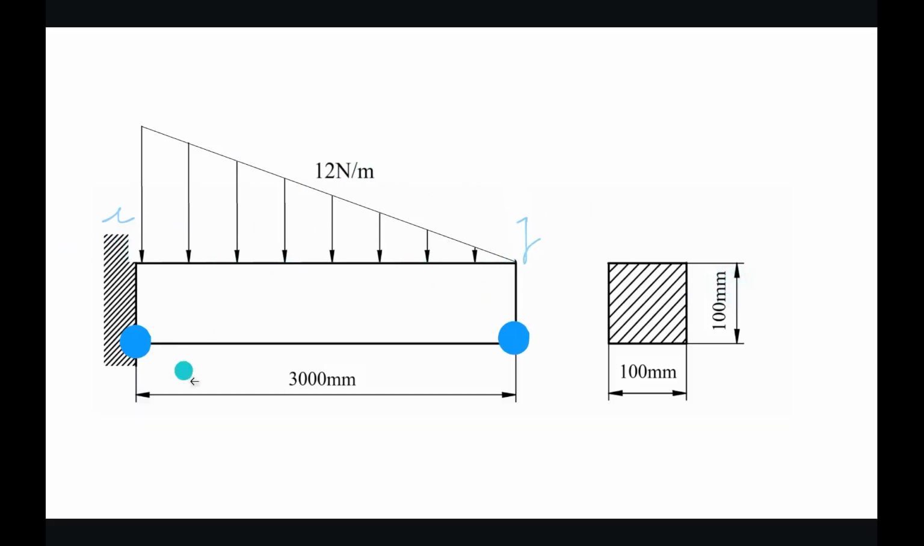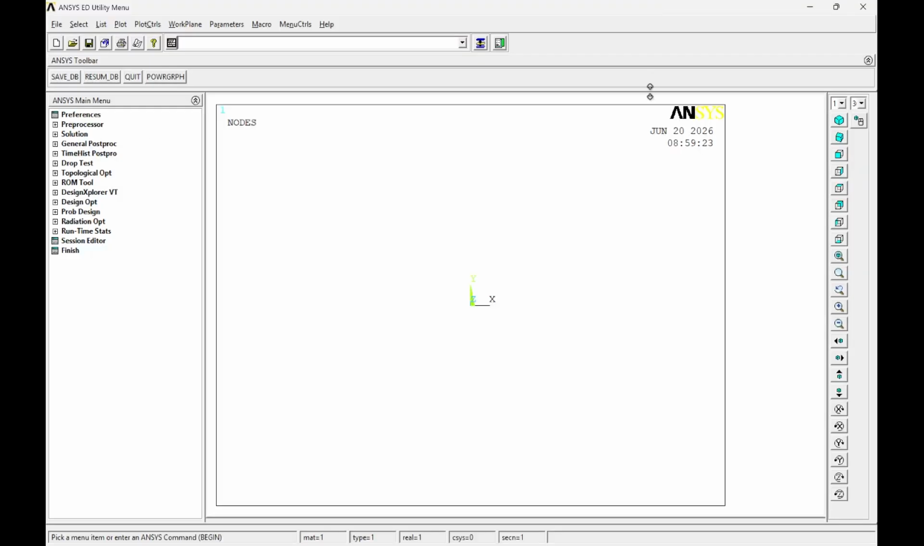So this would be the working part actually. We'll be creating it with key points 3000 mm apart, and the area of cross section would be this. So yeah, let's start the structural part in the ANSYS window. Hey guys, welcome back. So let's start the structural part of the fourth problem of beams.